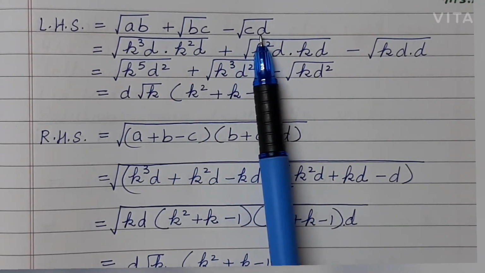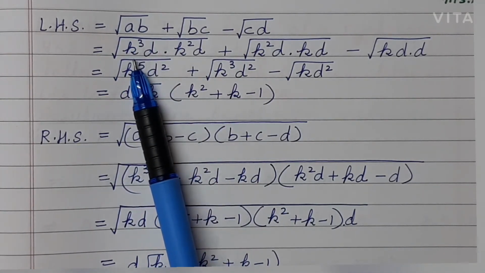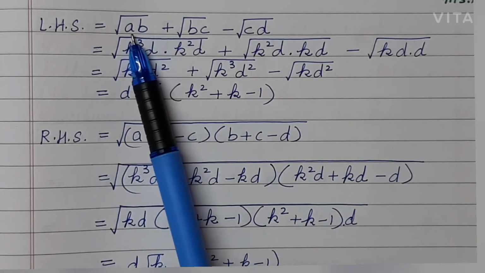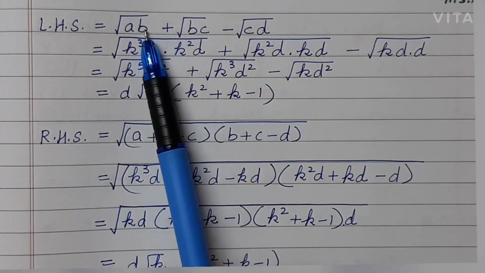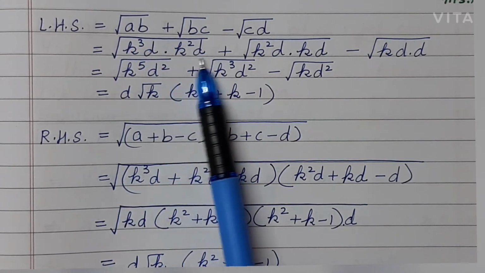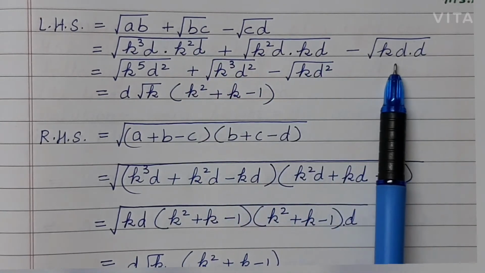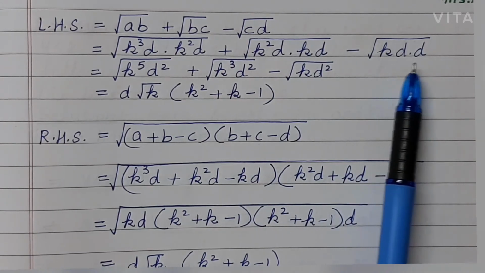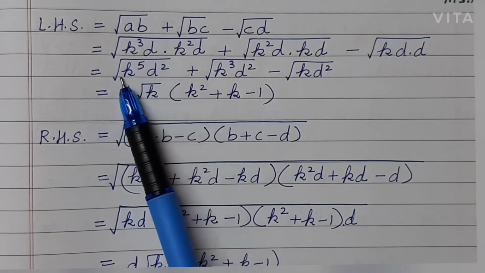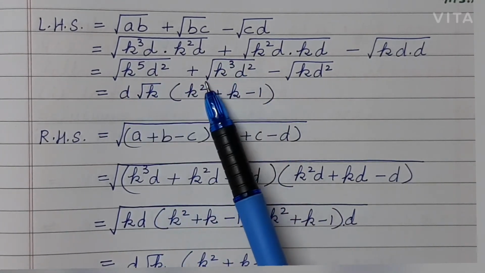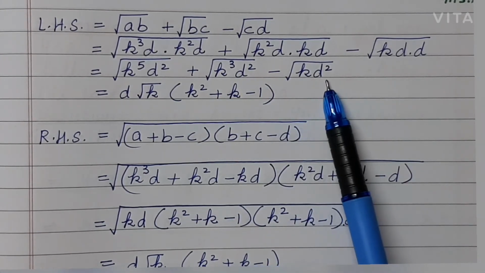Now, students, the left hand side is equal to square root AB plus square root BC minus square root CD. Clear? And after substituting the values, we will get, now what was A? A was k cube d. And what was B? B is k square d. Similarly, we'll substitute all the values. Clear? So, this will give us square root k^5 d square, then k^3 d square, and then k d square.